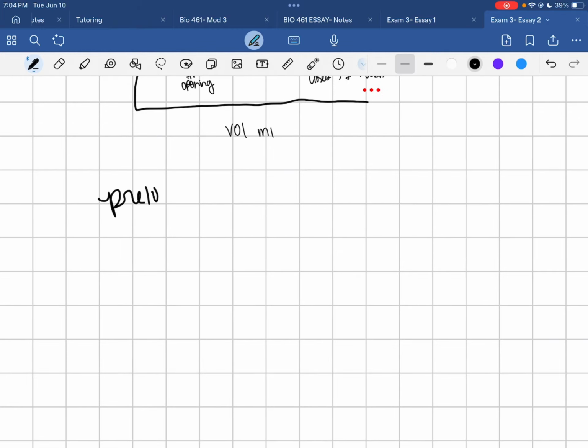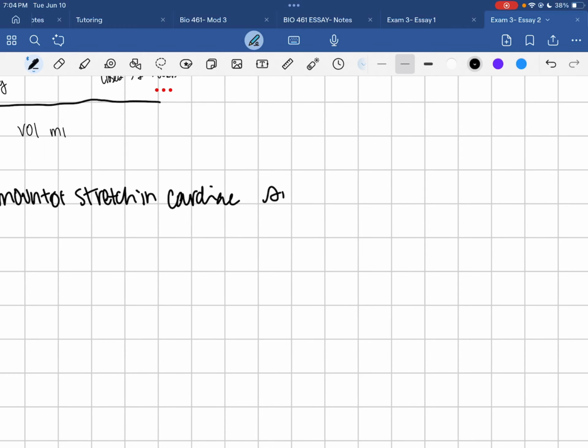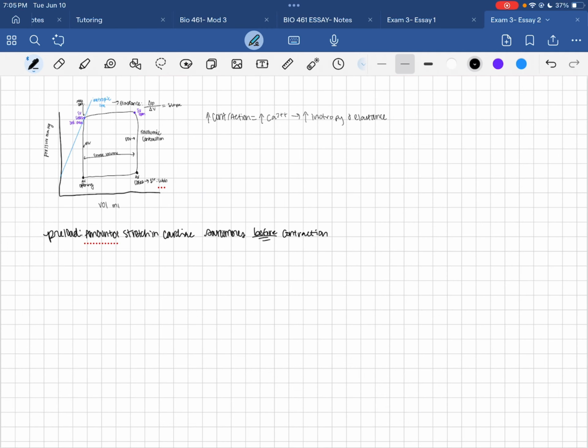Preload is the amount of stretch in myocytes, the cardiac sarcomeres, before contraction.